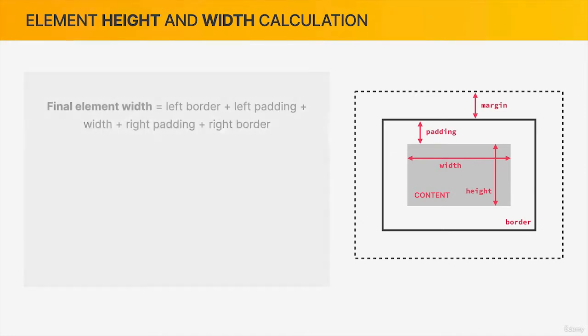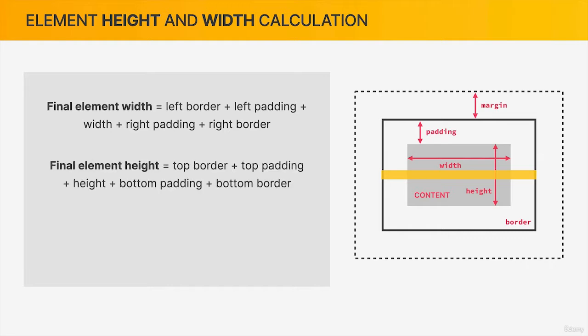So the final width of an element as we see it in the final layout is defined by the left border plus the left padding plus the specified or implied width plus the right padding plus the right border. And the same logic, of course, applies to the height of an element.